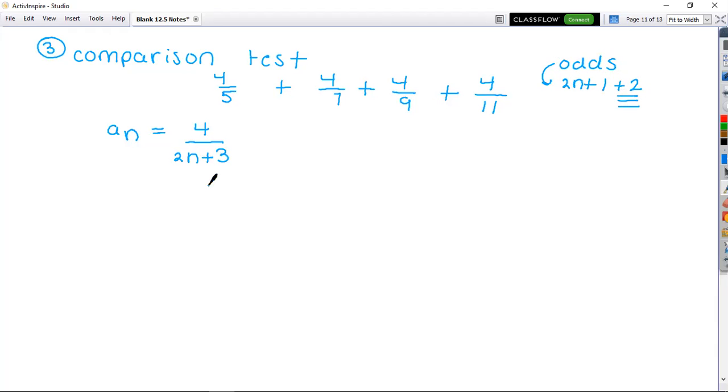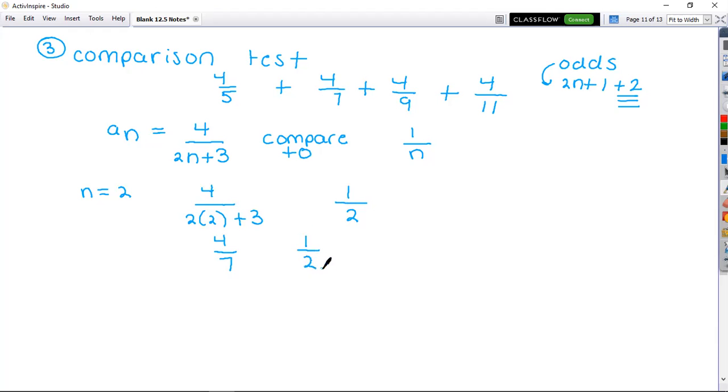Okay. Now I'm going to compare this to a known formula with the same power of n in the denominator. So I'm going to compare to 1 over n. And then again, I'm going to think terms where n is greater than 1. So I'm going to say, how about n equals 2? So I'm going to go 4 divided by 2 times 2 plus 3 versus 1 over the 2. So I have 4/7 versus 1/2, where 4/7 is going to be larger.